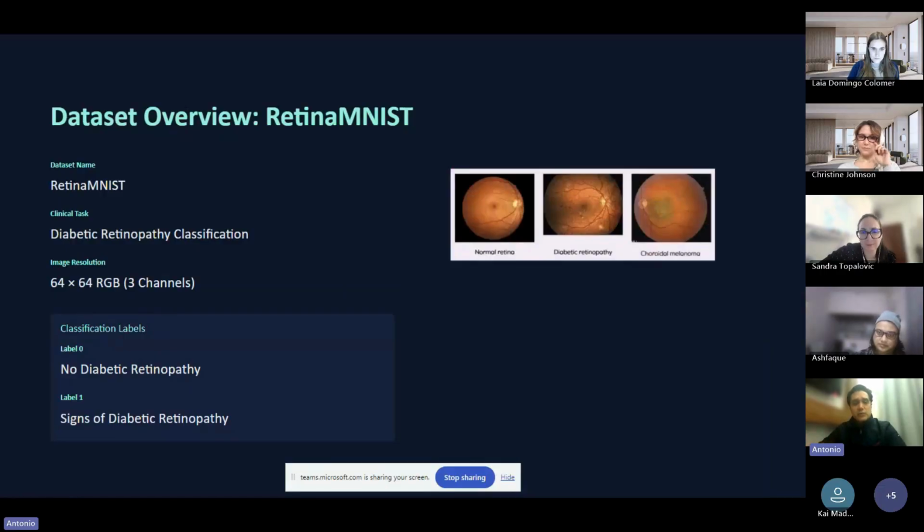The data set we chose for this project is RetinaMNIST. It's images from fundoscopy of the eye, where we can identify signs of diabetic retinopathy, like edema around the optic nerve. We chose the resolution of 64 because of computational resources. And here we need to note that the images are colored, so it's higher dimensionality.